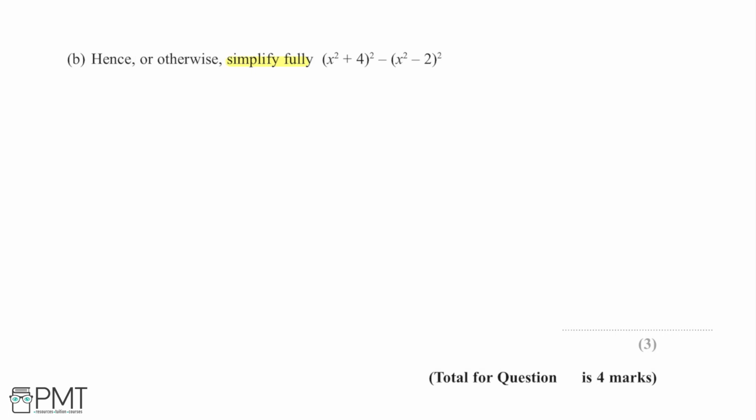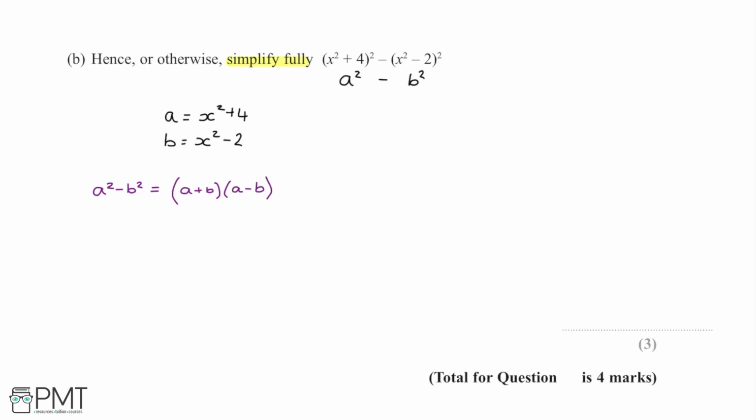So if I were to write it out, we could write it as a squared minus b squared. And in this instance, a is going to be equal to what's inside the first squared brackets, so x squared plus 4. And b is going to be equal to what's in the second bracket, so x squared minus 2. So now we've set up a and b, and we can use this to simplify these brackets. As before, a squared minus b squared can be factorised as a plus b multiplied by a minus b.